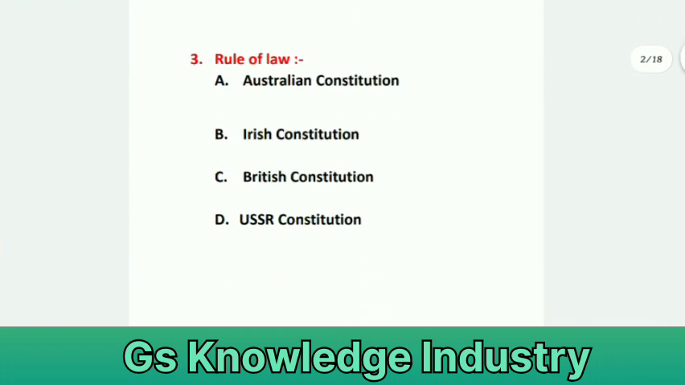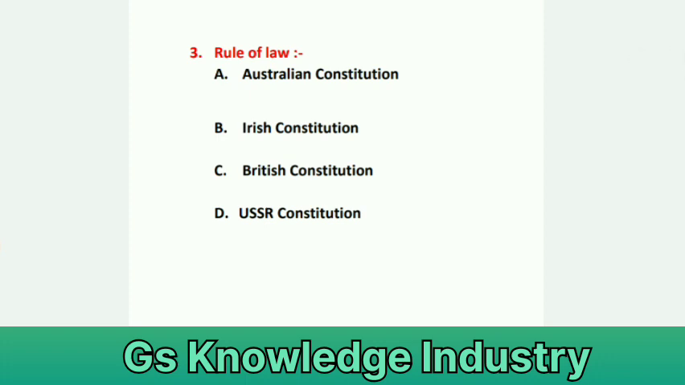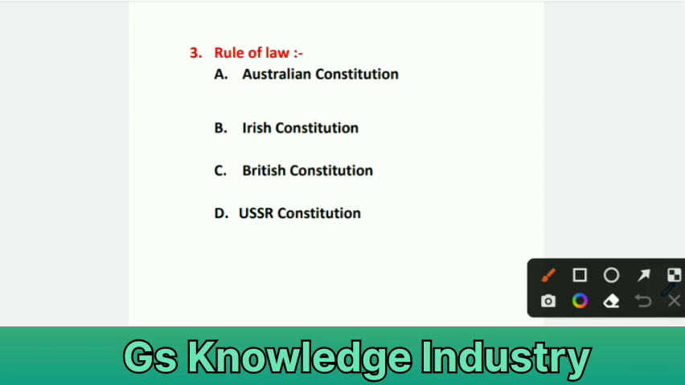3 number question. Rule of law. This system has been derived from option A Australian Constitution, option B Irish Constitution, option C British Constitution, option D USSR Constitution. Here the right answer is option C British Constitution. Rule of law has been derived from British Constitution.